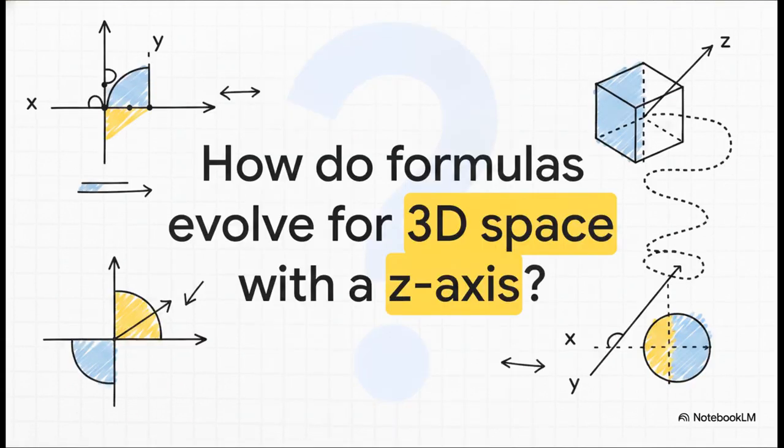As we wrap up this explainer, I want to leave you with a provocative thought. We've spent this entire session mastering a flat piece of paper, an x and a y-axis, but we live in a 3-dimensional world, right? So how might these exact same formulas, distance, midpoint, reflections, evolve when we add a z-axis to the mix? Ponder how these 2-dimensional foundations are the absolute key to building out the 3rd dimension.